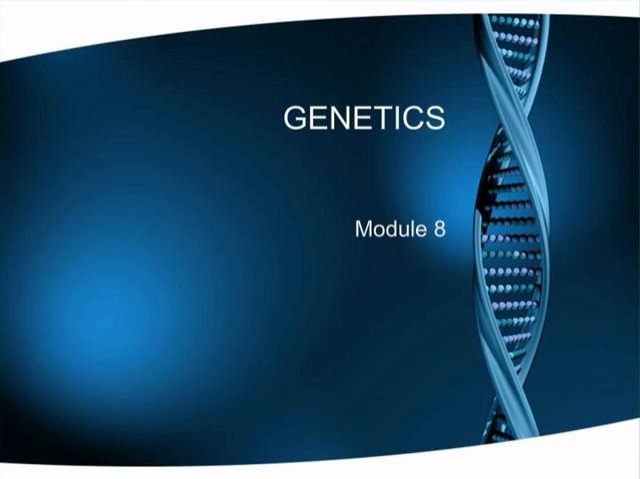We are still on the topic of DNA, but in Module 8, we are going to be learning about the inheritance of traits from parent to child. You will need your Module 8 graphic organizer in order to complete the notes for this presentation. This can be found at the end of Module 8 in your student handbook.